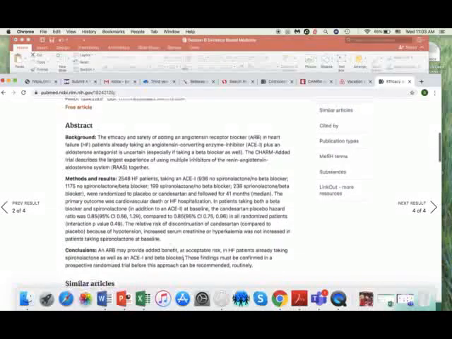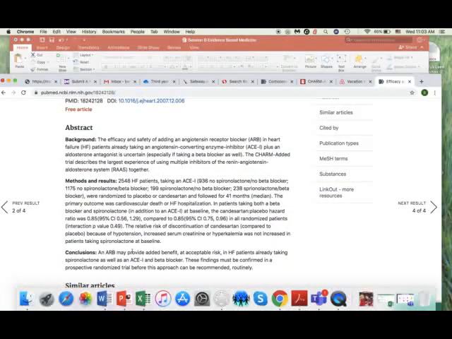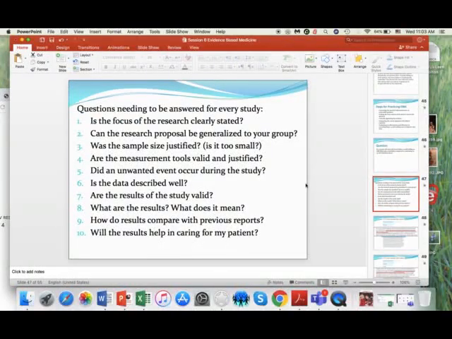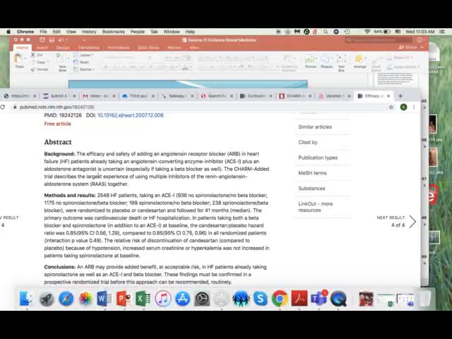So then we can look at the conclusions. An ARB may provide added benefit at an acceptable risk in heart failure patients already taking spironolactone, as well as an ACE inhibitor and beta blocker. We can't look at the whole study right now, and this does take a lot of practice, but right now I just want you guys to start getting used to how to find a study that might be applicable to your setting, and then start thinking about these questions. So, is the focus of the research clearly stated?